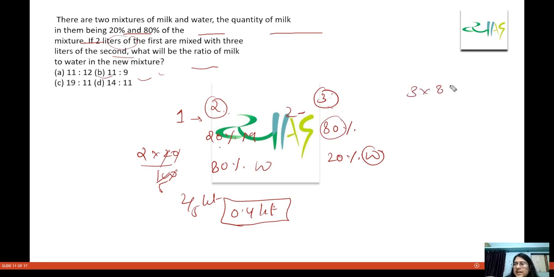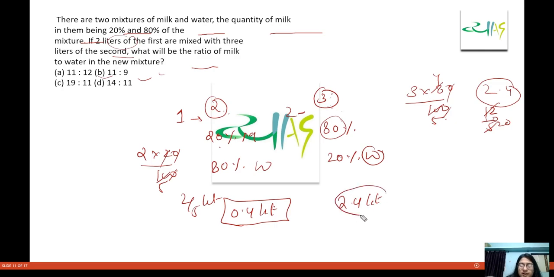3 into 80 by 100. That means this becomes 4 by 5, 4 by 5, that means 12 by 5. That means 4, this will become 10, and this will come to 2.4 liters. Okay, this will become 2.4 liters. So you have 2.4 liters of what?